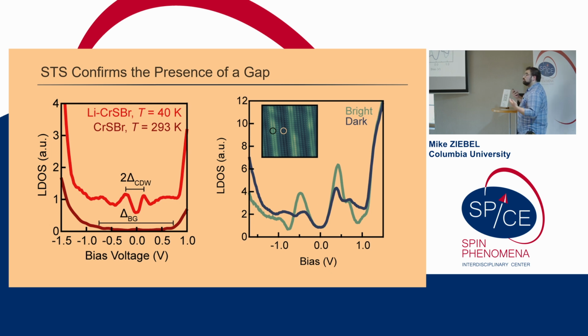OK, and so to really confirm that this is a charge density wave, we can use scanning tunneling spectroscopy. So here I'm showing the STS of the pristine material, which just shows typical semiconducting behavior. When we electron dope using lithium intercalation, we start to see the presence of states around the Fermi energy. And more importantly, we start to see this partial gap that opens right around the Fermi energy.